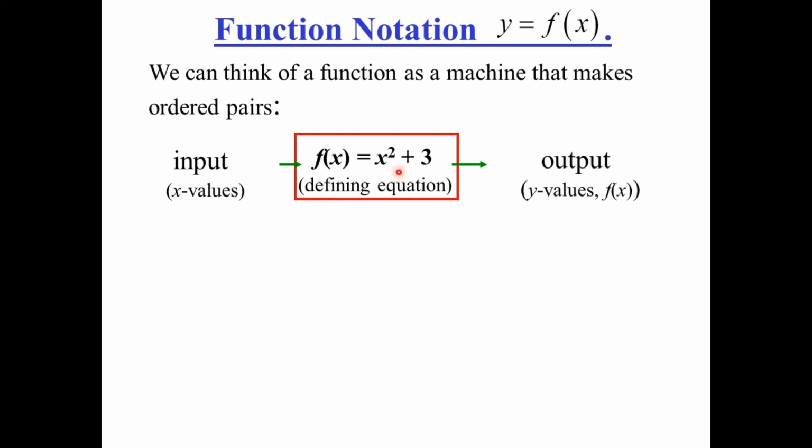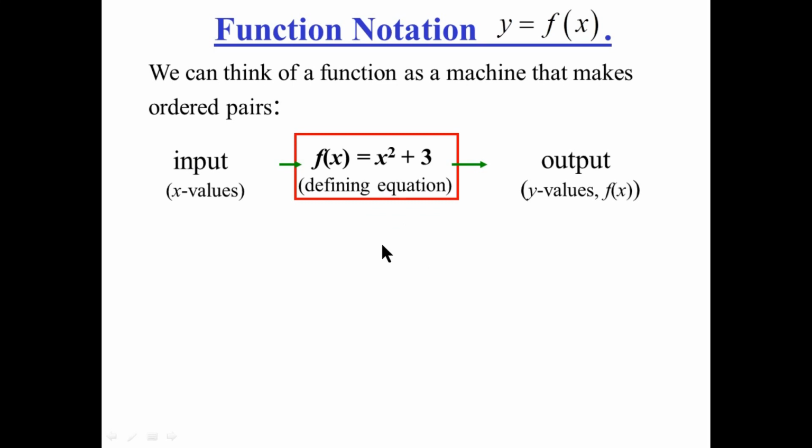This particular function has a defining equation, so this is what it's going to do to the input. We feed it an x, it'll take whatever we feed it, square it, and add 3. So this is called the defining equation. And the result will be the y value. So if we plug in an x, it's going to do something, and it will output a y value. And that y value has a notation associated with it. It's called f of x, the result of applying the function to the input value.